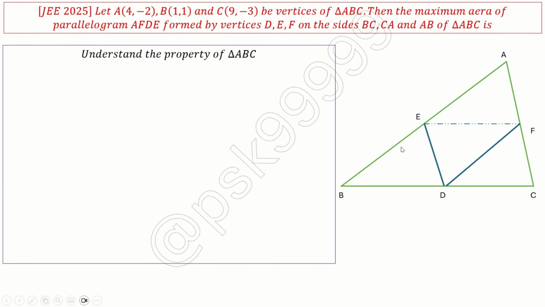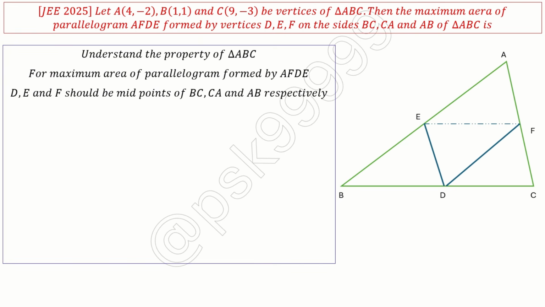But you have to understand, when you form a parallelogram like this, it will have maximum area when D, E, F are the midpoints of the sides of the triangle ABC. Then only it will form a parallelogram, and also this parallelogram's area is maximum. And obviously, if you join EF, it will divide the triangle into four equal areas of triangles. So you should know this. That means this parallelogram is nothing but half of the area of the triangle ABC. If you know that, then it is very simple.